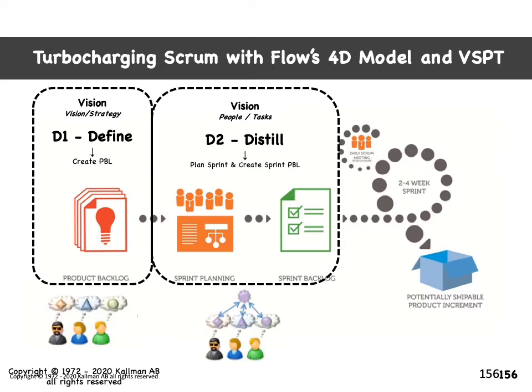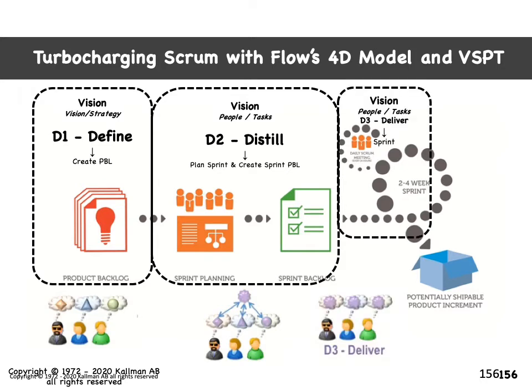After the sprint backlog has been agreed to, the team will then move into the delivery mode, and you'll notice that it's still up there with the VSPT. We're still with the people and tasks. And so you're going to do your 2 to 4 week increment, sprint, and hopefully daily stand-ups. Now, everyone down there on the team should be in agreement about what it is that we're delivering.